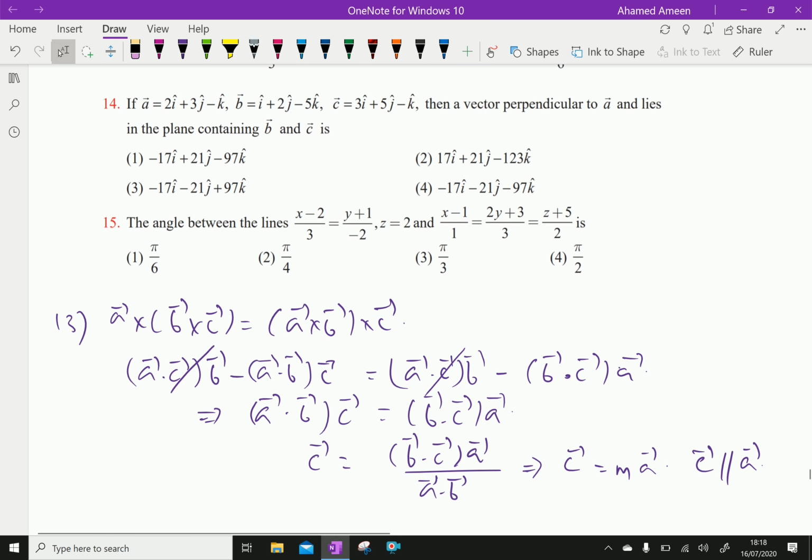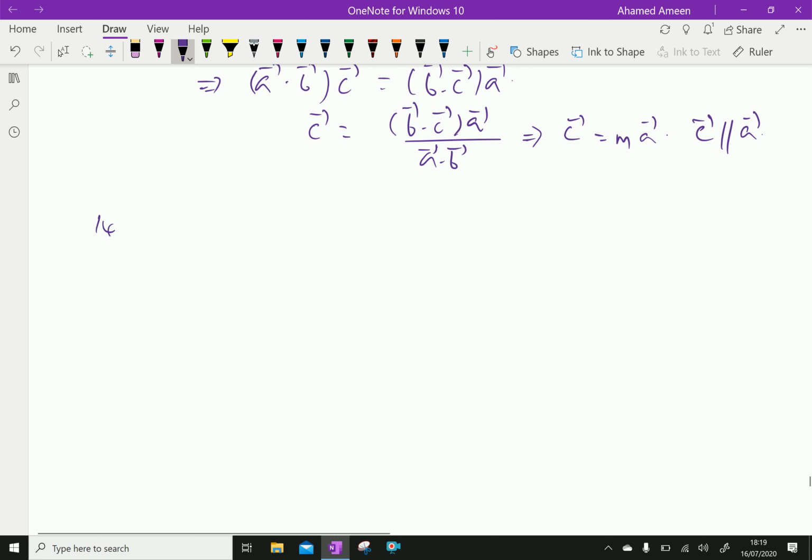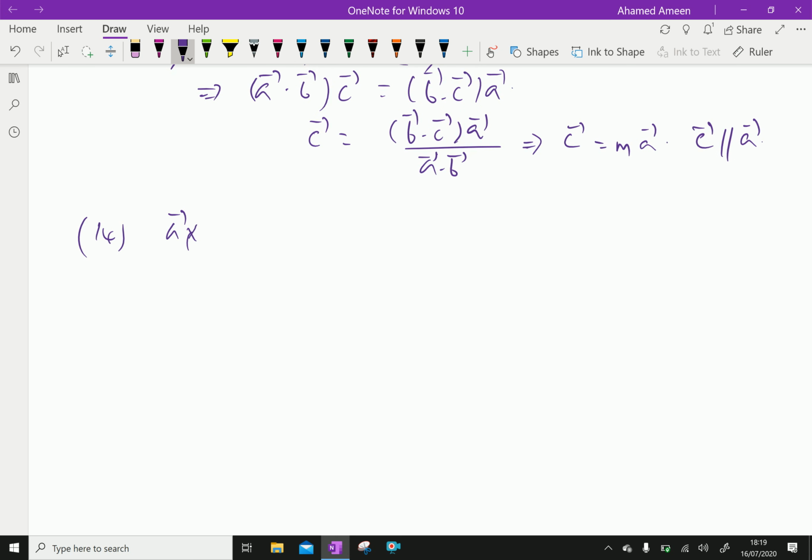Question number 14. If A is 2i plus 3j minus k, B is i plus 2j minus 5k, and C is 3i plus 5j minus k, then a vector perpendicular to A and lying in the plane containing B and C is. The vector perpendicular to A and lying in the plane containing B and C is A cross (B cross C). We have to find A cross (B cross C).